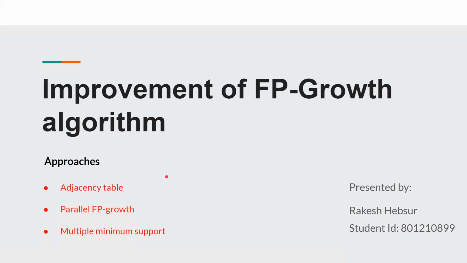A few approaches are improvement of FP growth with an adjacency table, and it can also be improved by a parallel FP growth approach, and by using multiple minimum supports with maximum constraints. But in this discussion, I'll explain how this algorithm could be improved using an adjacency table.